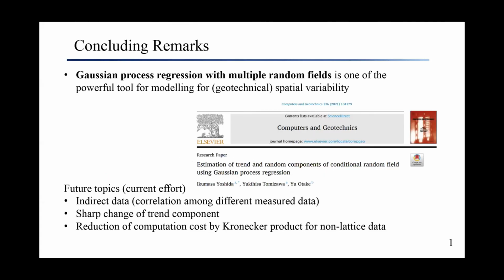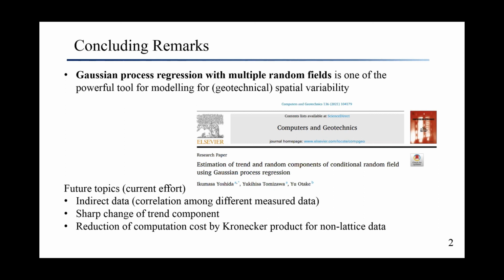Okay, concluding remarks. We use Gaussian process regression with multiple random fields. I hope it is one of the powerful tools for modeling spatial variability, not only geotechnical spatial variability, but it can be applicable to a wide range of spatial variability problems. Recently, we published these papers on this theory. So if you are interested in this approach, please check these papers.